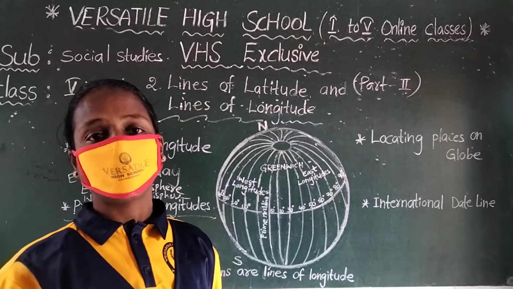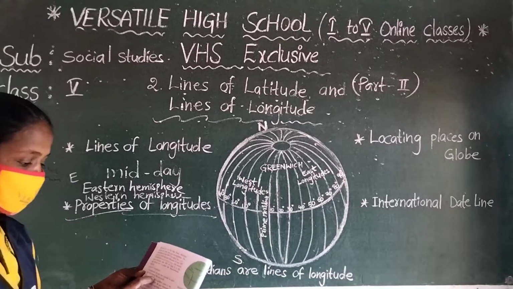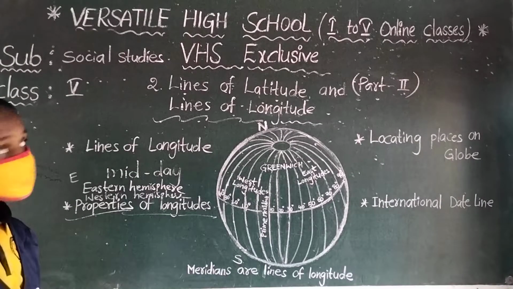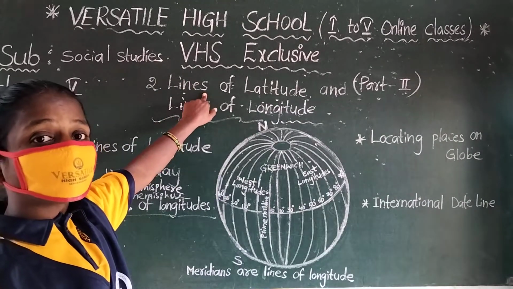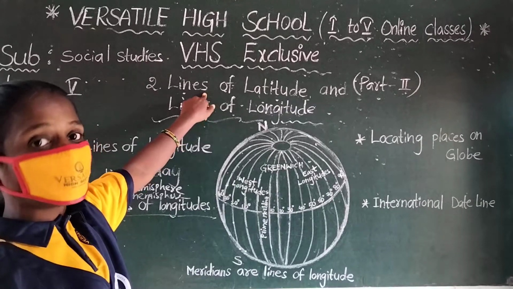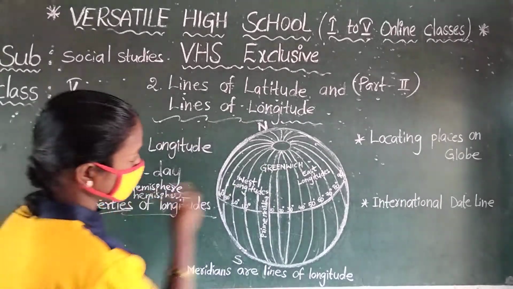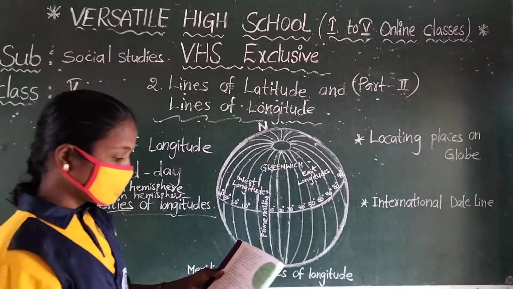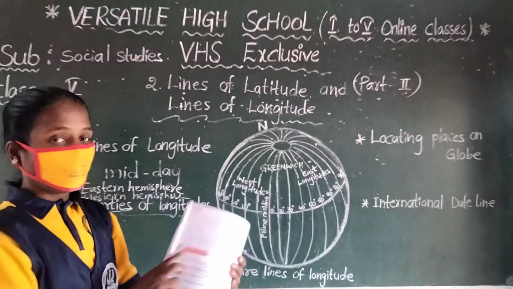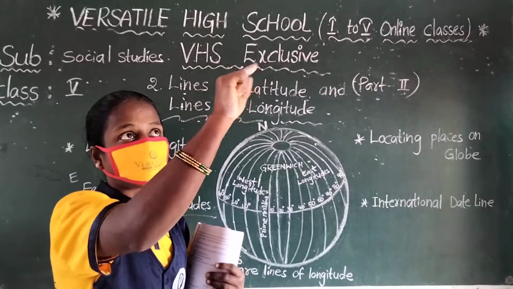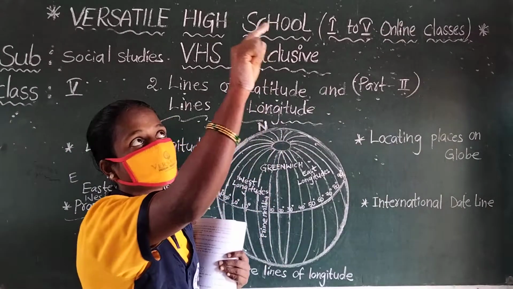What are the properties of longitudes? See this, the longitudes do not run parallel to each other but meet at two end points. Lines of latitude are parallel to each other, that means having the same distance. But here longitudes do not run parallel to each other, but meet at two end points. See this, if it looks like a ball, the starting point is there and they run and meet at the end points.